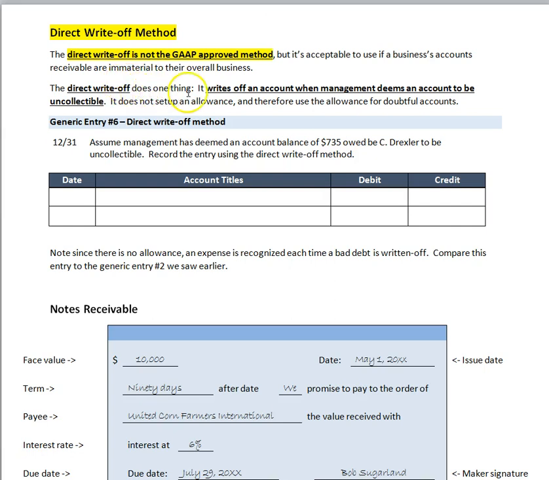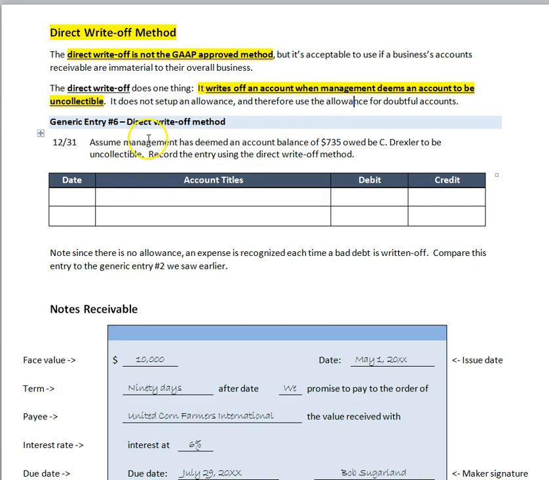The direct write-off does one thing. It writes off an account when management deems it to be uncollectible. It does not set up an allowance, and therefore it doesn't have the allowance account. Therefore it doesn't have two ways to set up the allowance.